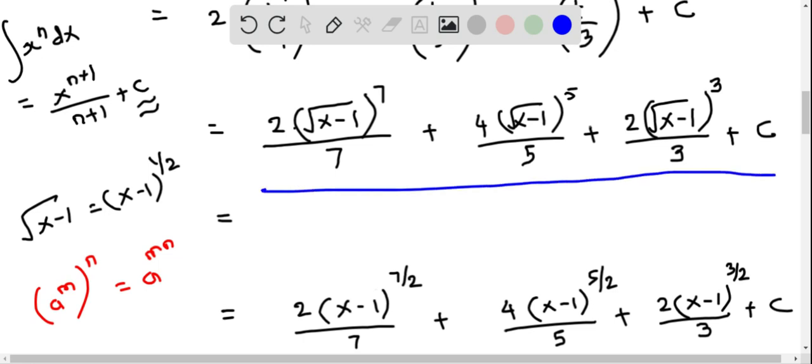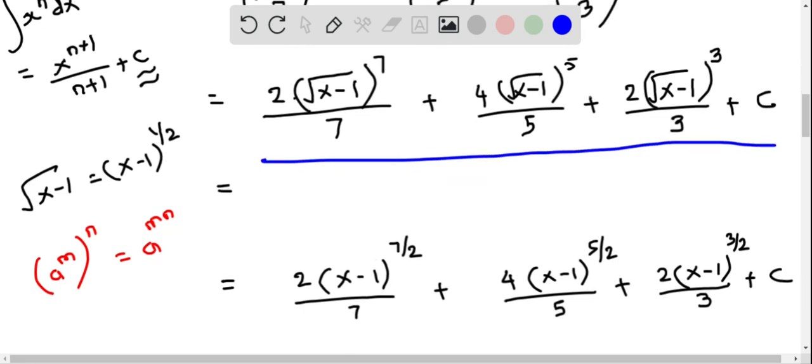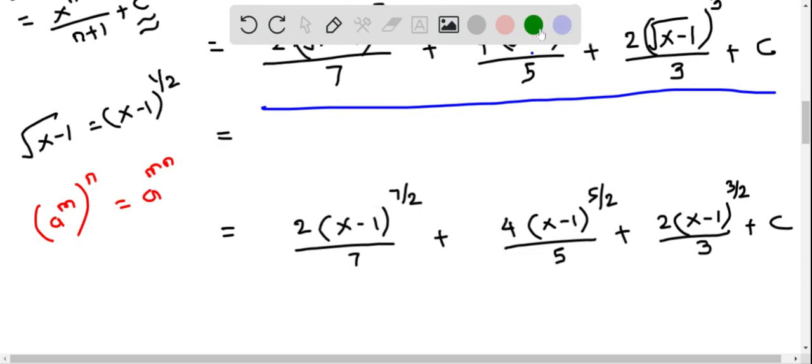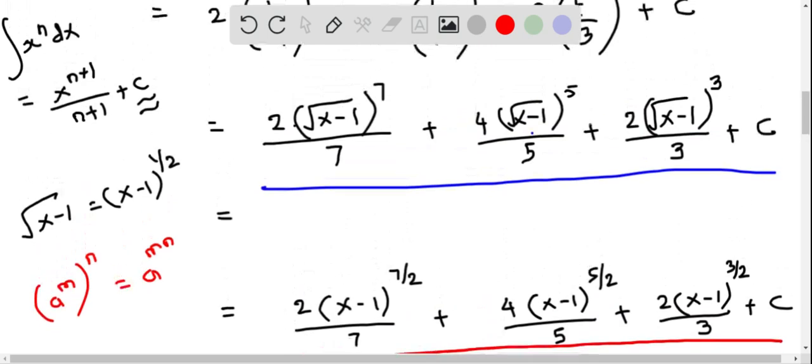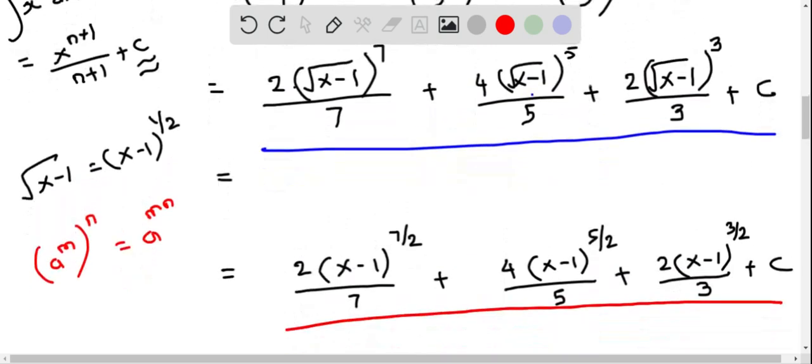So either we could consider this part as the answer, or this could also be considered as the answer. Both are in a slightly different form. However, we could consider one of them as the answer to this question.